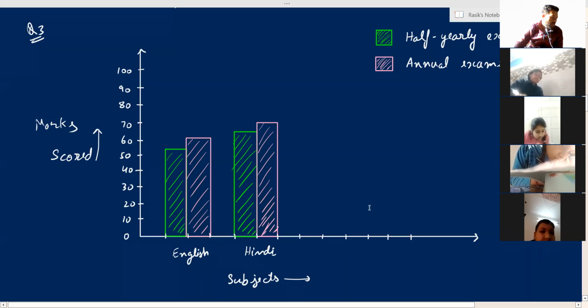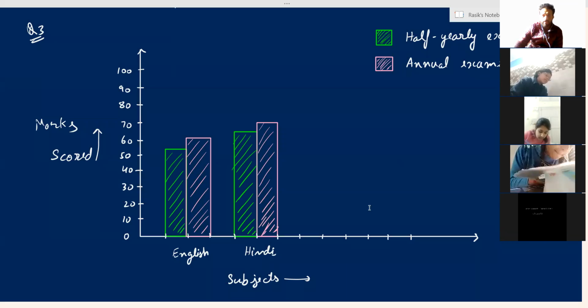In which subject did he score the minimum in the half yearly exam? Sir, in SST. Half yearly exam में सबसे कम marks. Yes, correct answer SST. Minimum marks in half yearly exams was scored in the subject SST, social studies. Okay.